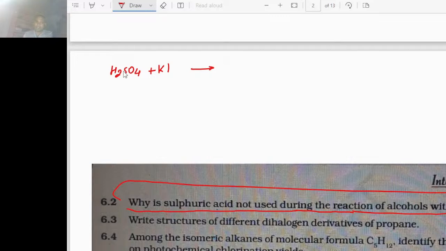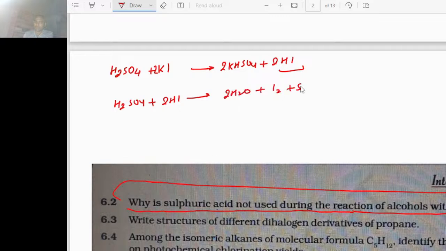So let's see, I am taking 2 KI, student. So if you are taking 2 KI, it will give 2 KHSO4, and it will give, student, 2 HI, right? Now HI is also going to react. So H2SO4 is there, student, and here we also write 2 HI. So what will be there, student? It will convert into 2H2O plus I2 plus SO2. Now HI will not be available for the reaction with alcohol to form alkyl halide, right?